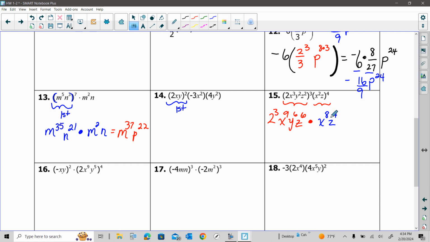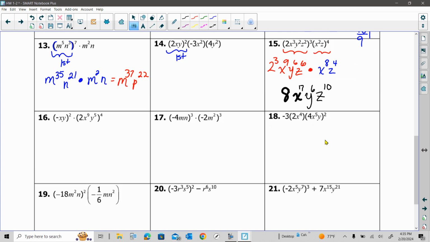Now we're adding the exponents. So we keep the 2 to the 3rd power. That's just going to give us 8. 9 plus 8 is going to give me 17. So this x is to the 17th power. We don't have a y to the 6th to be added to anything, but our z is going to go to the 10th power. Okay, hopefully this helps you to get this done.